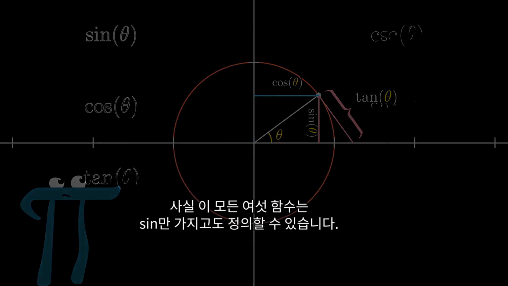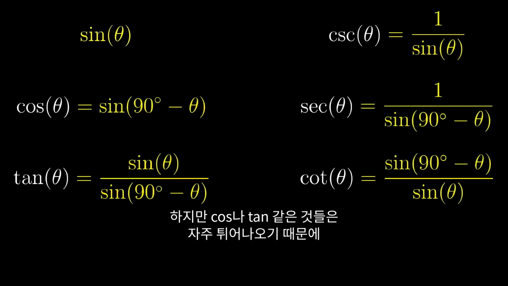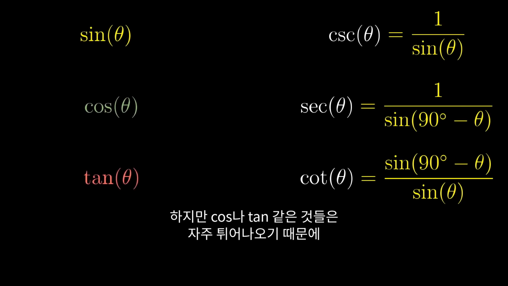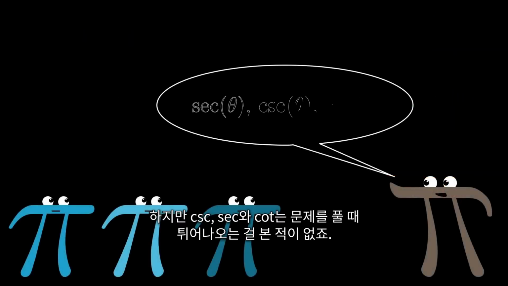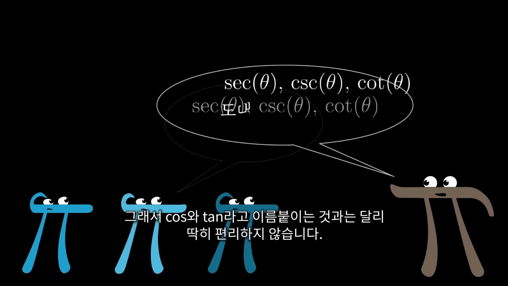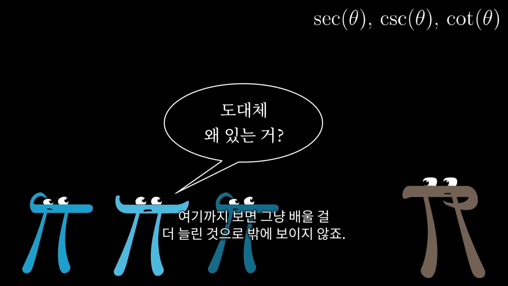In fact, if you really wanted, you could define all 6 of these in terms of sine alone. But the sort of things that cosine and tangent correspond to come up frequently enough that it's more convenient to give them their own names. But cosecant, secant, and cotangent never really come up in problem solving in a way that's not just as convenient to write in terms of sine, cosine, and tangent. At that point, it's really just adding more words for students to learn with not that much added utility.